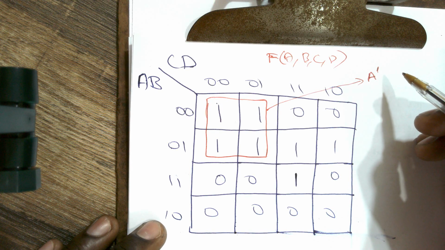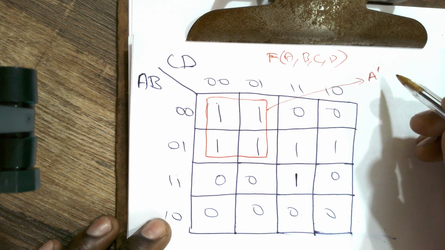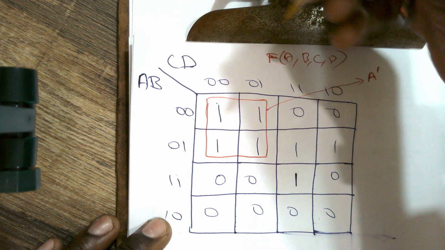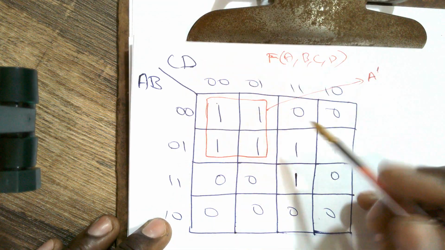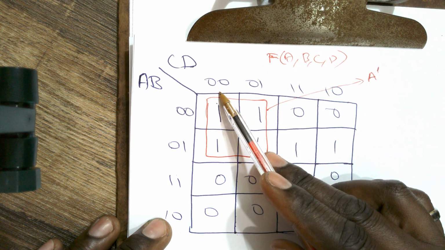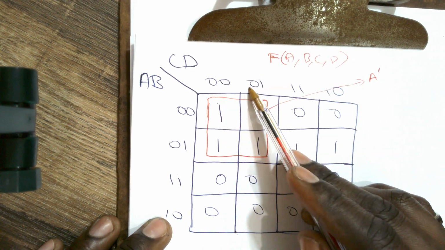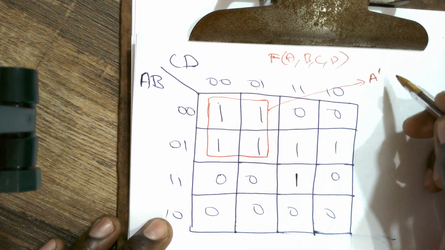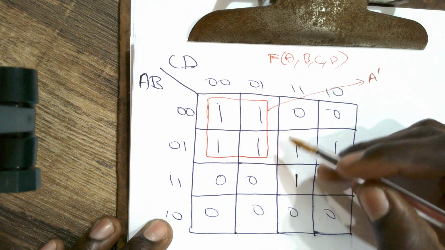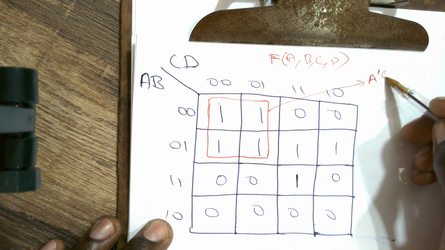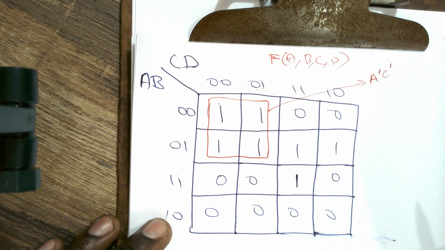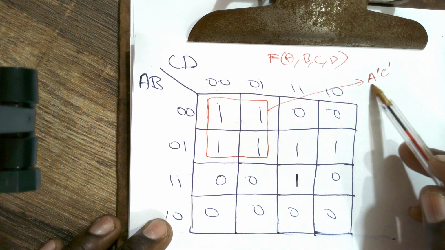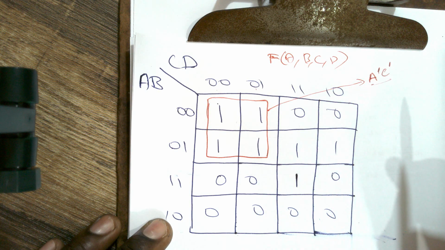B is irrelevant because it changes, it's different for all of the ones in this circle. Let's look at it from vertical now. What is common? C prime. C equals 0 is common for all of the ones. So therefore, that expression on that side, we complete it with C complement. So for that square or circle, this is the expression representing it.